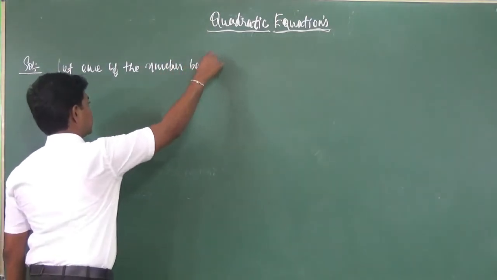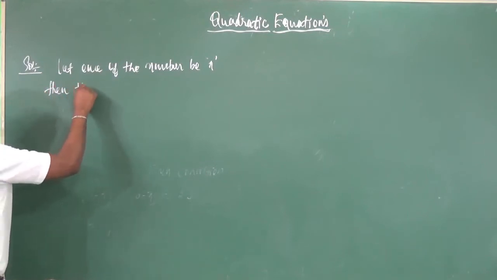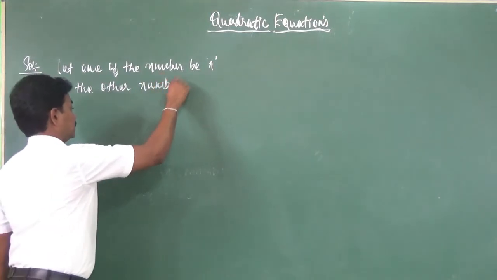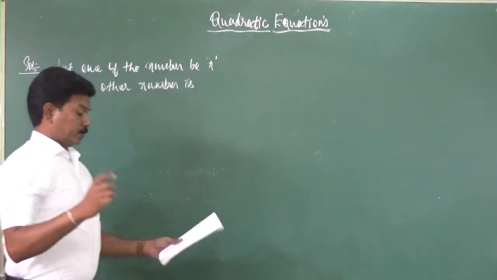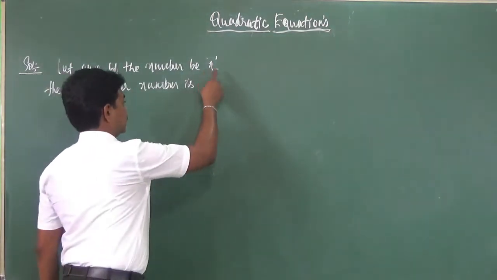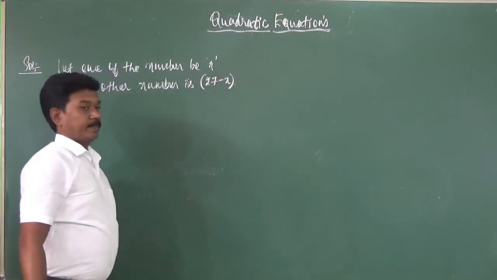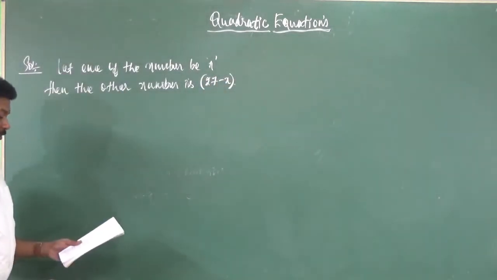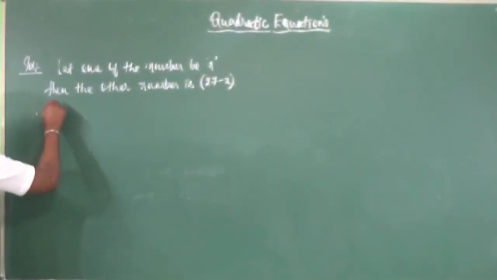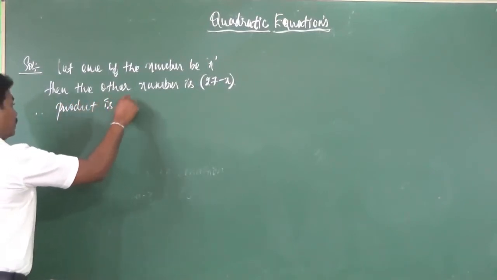be x, right? Then the other number is... So here when you add two numbers, the sum is 27. So among the two numbers, one is x, then the other number will be 27 minus x. That is, the other number is 27 minus x. Now, the product is 182, that's given in the data.